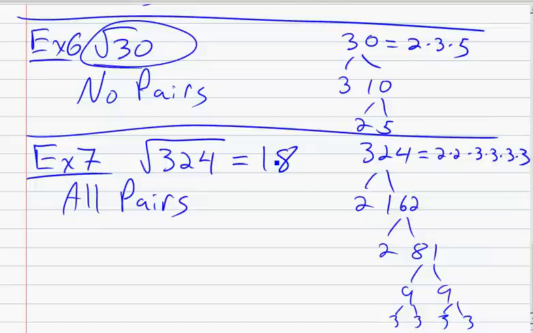So this should give you a basic idea on how to simplify radicals when you have just one number under the radical and you want to simplify it. Again, you draw a prime factor tree, you organize into pairs and non-pairs. Remember this method as we move into more complex radical problems.